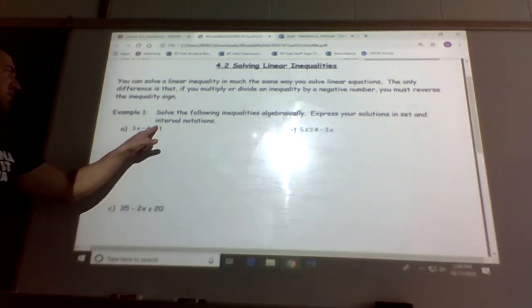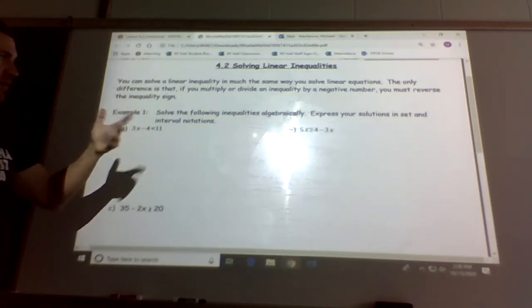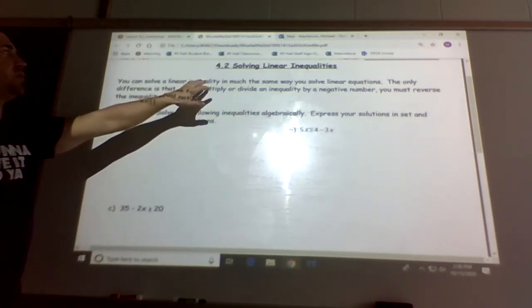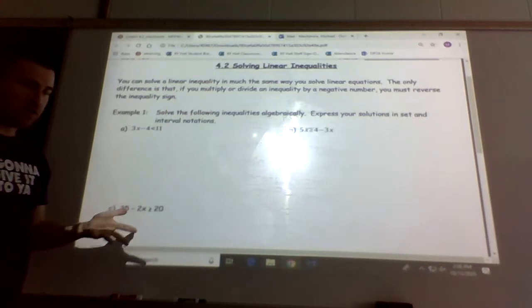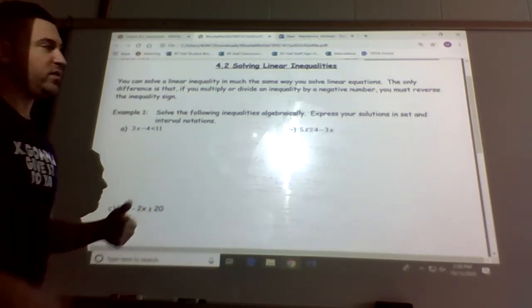Okay, so solving linear inequality. An inequality is when you have these greater than or equal to signs. Okay, it's an inequality because it's not equal to something. If it was equal to something, it would be an equation. So now we're doing inequality. It's not equal to. It's less than or greater than.